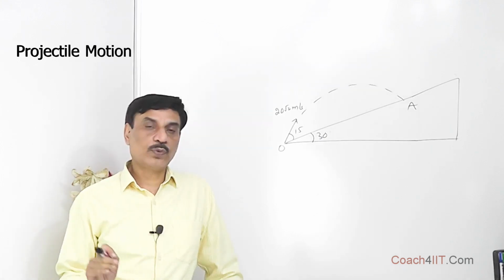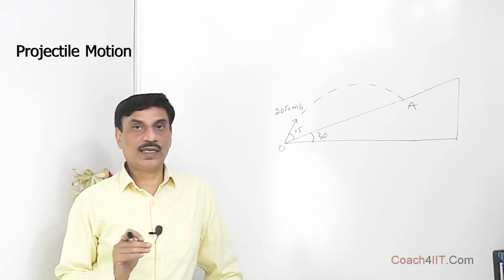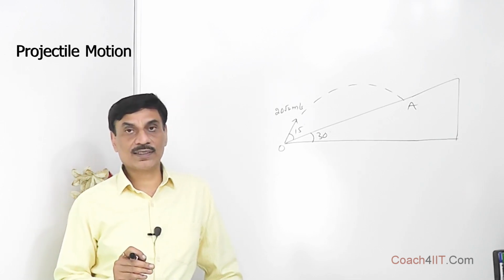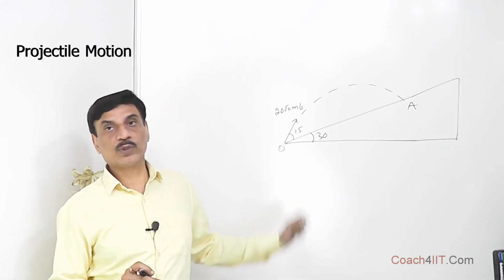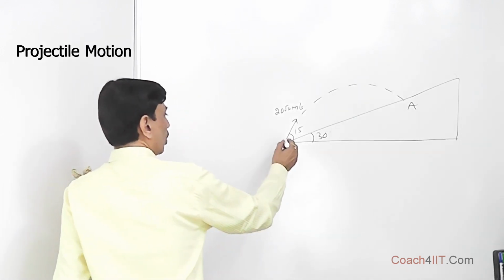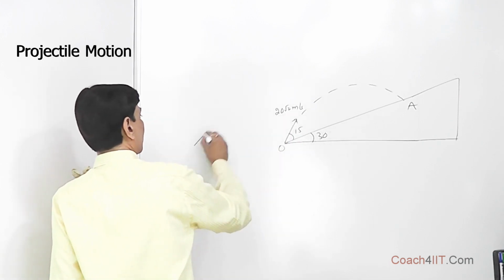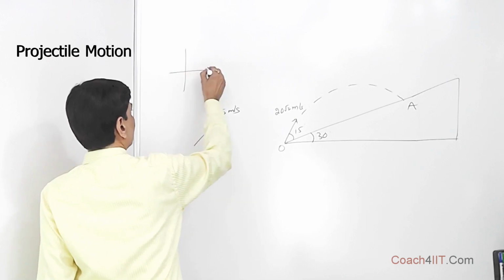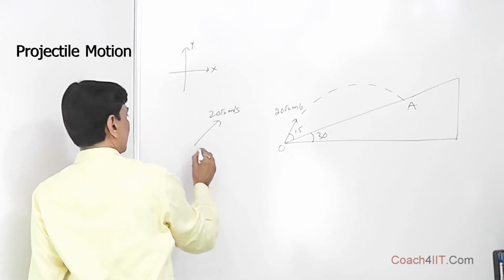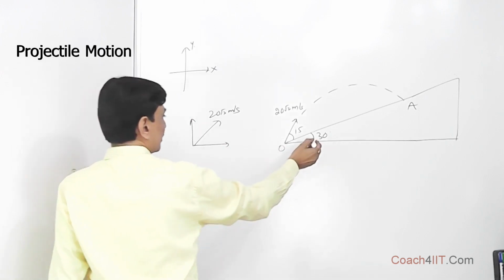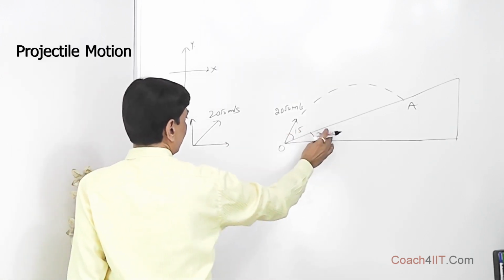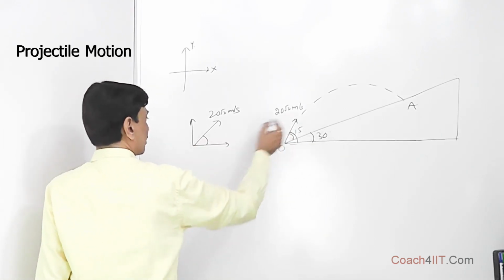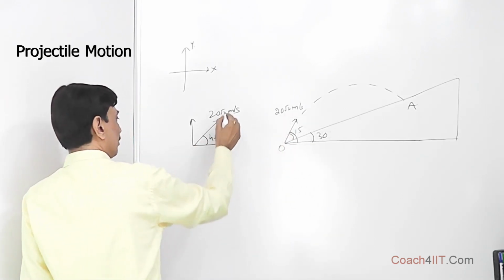So we proceed as we have been doing in our much earlier cases, where we break the velocity along the x-axis and along the y-axis, where x is purely horizontal, y is purely vertical. If we break this velocity, which is 20√2 meter per second, into two components, our x and y axis are purely horizontal and purely vertical. This angle is 30 degree, this angle is 15 degree, so the total angle is 30 plus 15, 45 degree. So with the horizontal, this is making an angle of 45 degree. So this can be broken in two parts.